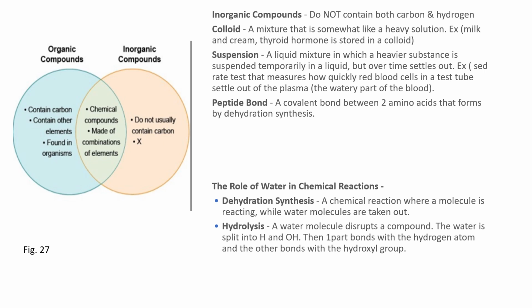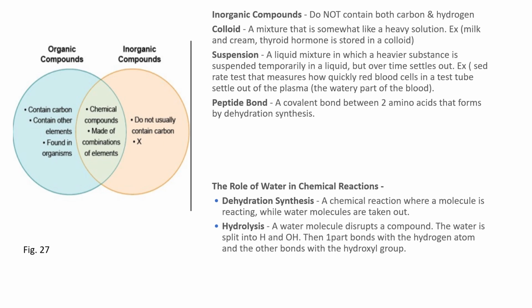Colloids is a mixture of a somewhat heavy solution. Think of like milk and cream. Your thyroid hormone is stored in a colloid. A suspension is kind of like a snow globe. So like we use it for a SED-rate test to measure how quickly your blood cells separate from the plasma, so the watery substance of your blood. So like if you shake up a snow globe, those little particles are going to float and then they're going to sink to the bottom.